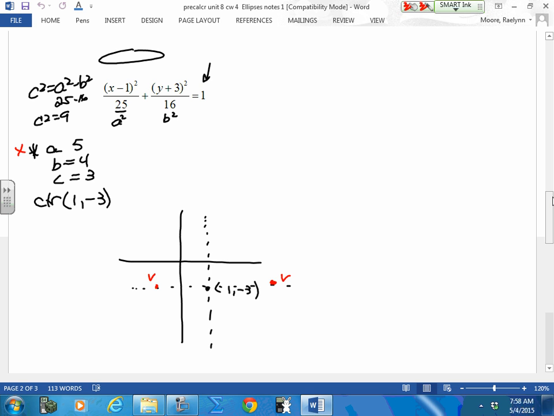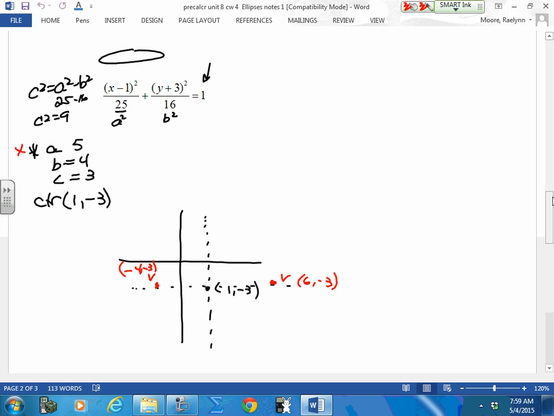X. So if I take 1, negative 3, if I take 1 and I add 5, what's my vertex going to be? 6, negative 3. If I take 1 and I subtract 5, what am I at over here? Negative 4, negative 3. Okay.